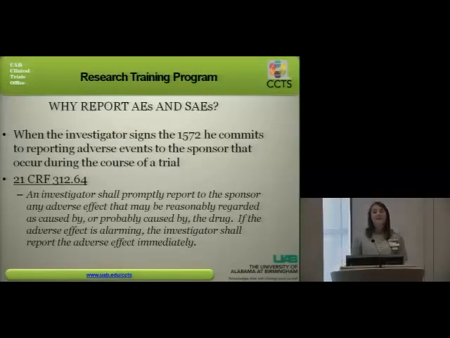So, why do we need to report adverse events and SAEs? When the investigator signs the 1572, he commits to reporting adverse events to the sponsor that occurred during the course of the trial. Now, CFR 312.6 defines this as: an investigator shall promptly report to the sponsor any adverse effect that may be reasonably regarded as caused by or probably caused by the drug. If the adverse event is alarming, the investigator shall report the adverse event immediately.